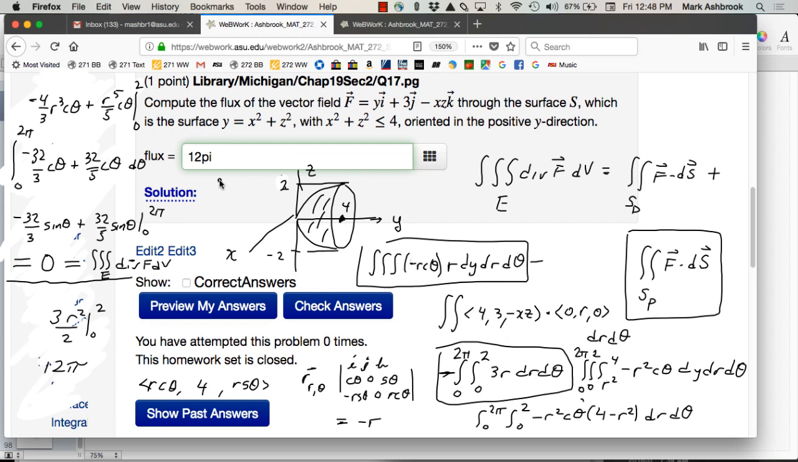For this example, it probably would have been easier to just do this surface integral, but we showed how the divergence theorem could be used this way.